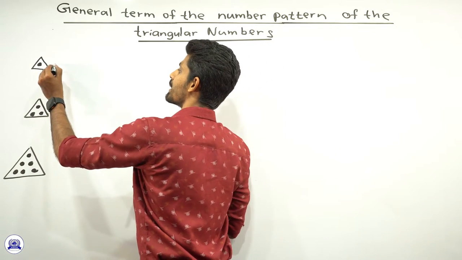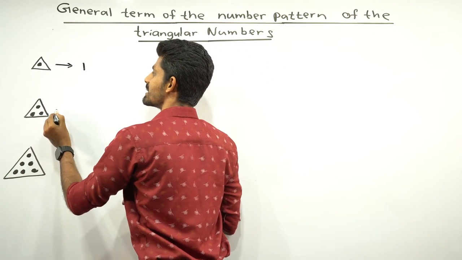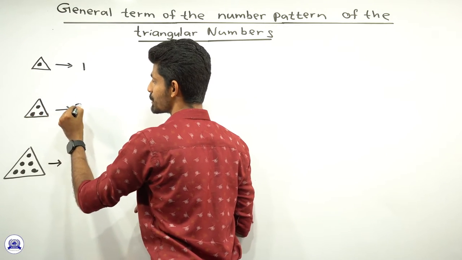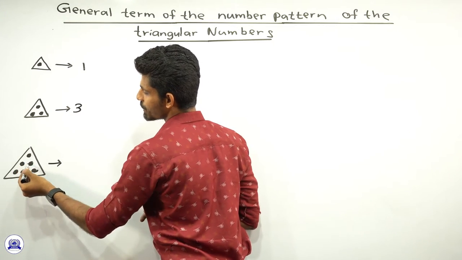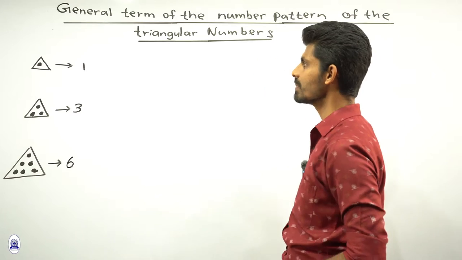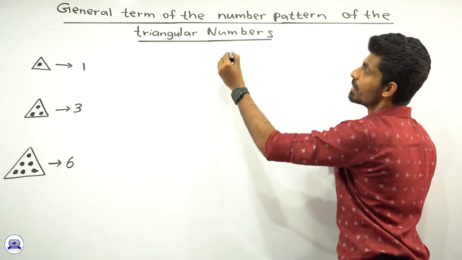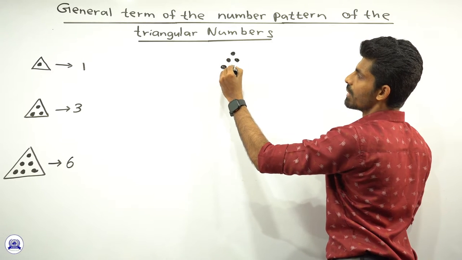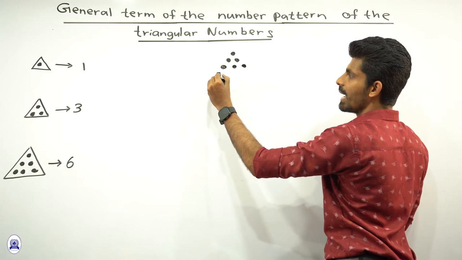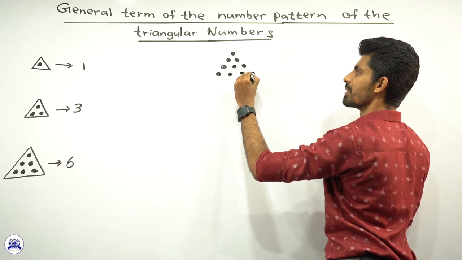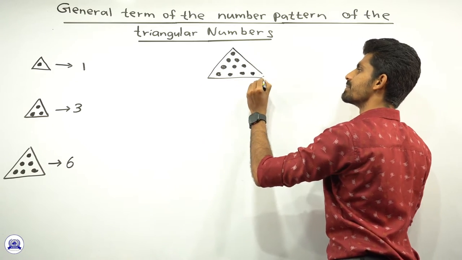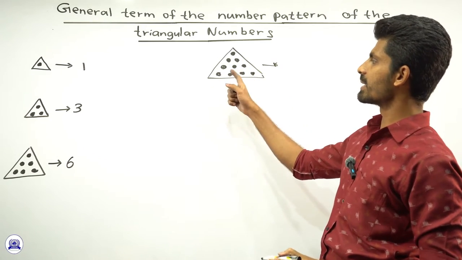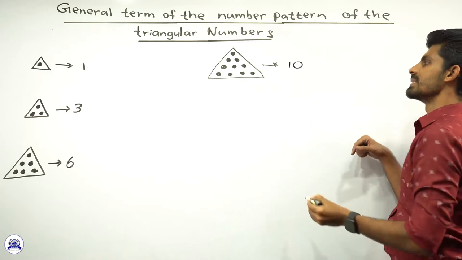Now look at this one. This is the first triangular number, that is 1. This is the second triangular number, 1, 2, 3. Third triangular number, 1, 2, 3, 4, 5, 6. Look at this one. Fourth one: 1, 2, and 3 dots, and also 4 dots. Likewise, you can do. How many dots are there? 1, 2, 3, 4, 5, 6, 7, 8, 9, 10. 10 dots.